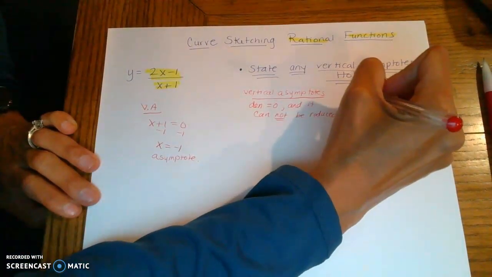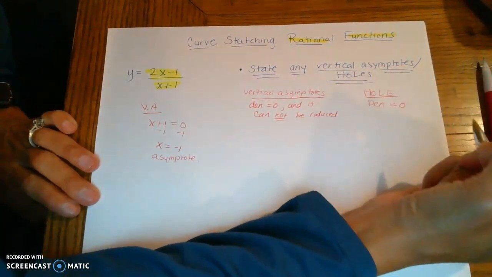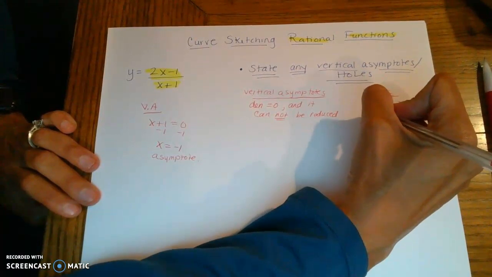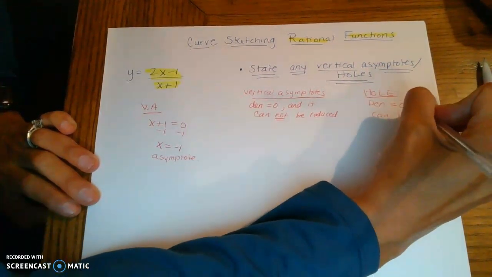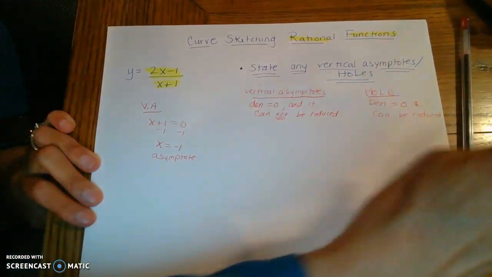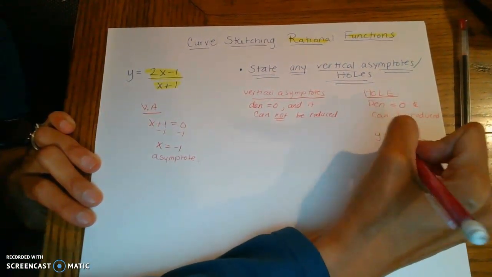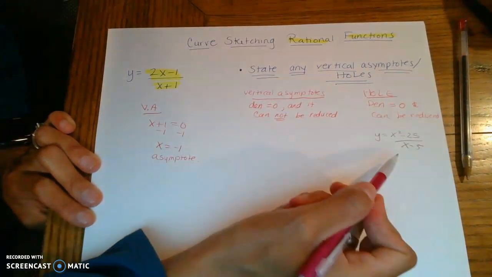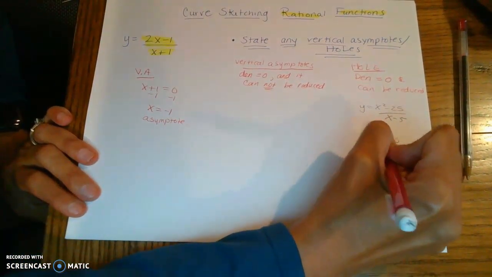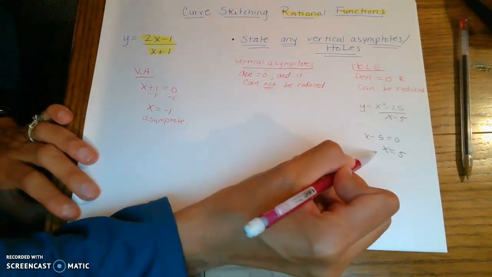Okay? Holes occur also when you have a value that makes the denominator equal to 0, but it also is able to be reduced. So we don't have any holes here. However, what if I gave you an equation that looked like this? y equals x squared minus 25 over x minus 5. If I gave you this equation, you would say, oh, I definitely have some undefined value when x equals 5 because I set the denominator equal to 0 and I got x equals 5.